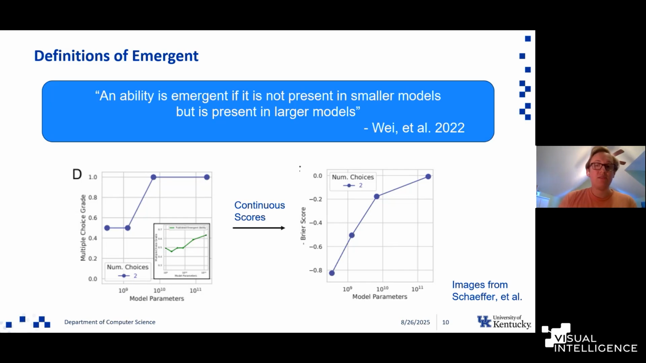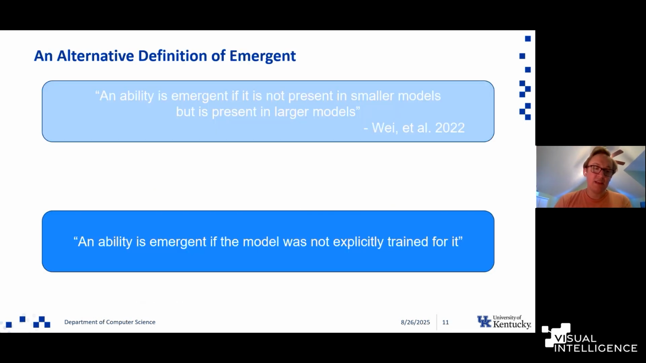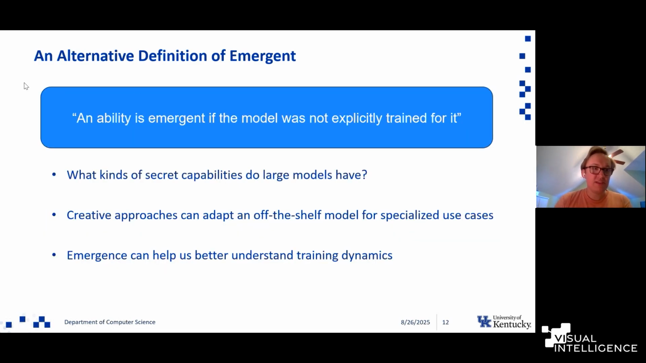So maybe a slightly better definition, or maybe one that's more general, that I prefer, is that an ability is emergent if the model was not explicitly trained for it. And the remainder of this talk will be centered around this definition. This notion of continuous and discrete accuracy doesn't really pop up in this new definition. And so we'll take a look at vision models and language models, situations where this arises. And this definition is a little bit more exciting as well because it lets you find new use cases for an off-the-shelf model.